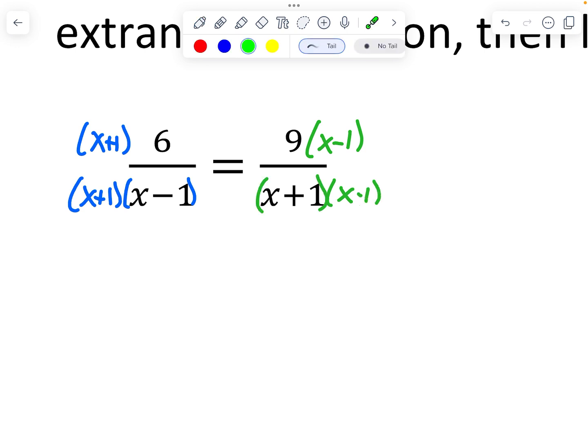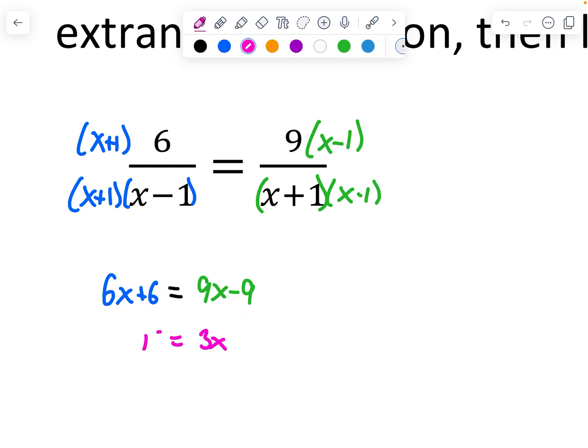Now that our denominators are the same, we can set our numerators equal to each other. I'm going to distribute at the same time, so 6 times both of these gives me 6x plus 6. And on the green side, also distribute the 9, giving me 9x minus 9. Again, that's just doing 9 times both of those. And now get everything on the same side, or x is on one side, the number is on the other. So if you want to subtract 9x or subtract 6x, that's up to you. I like to keep my x's positive, so I'm going to subtract 6x, giving me 3x on this side. And then I'm going to add this 9 over to this side, giving me 15. Divide both sides by 3, and you get x equals 5.